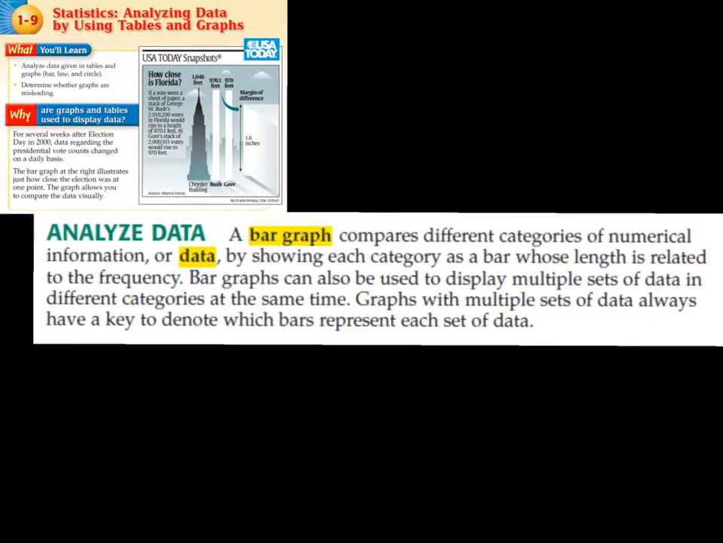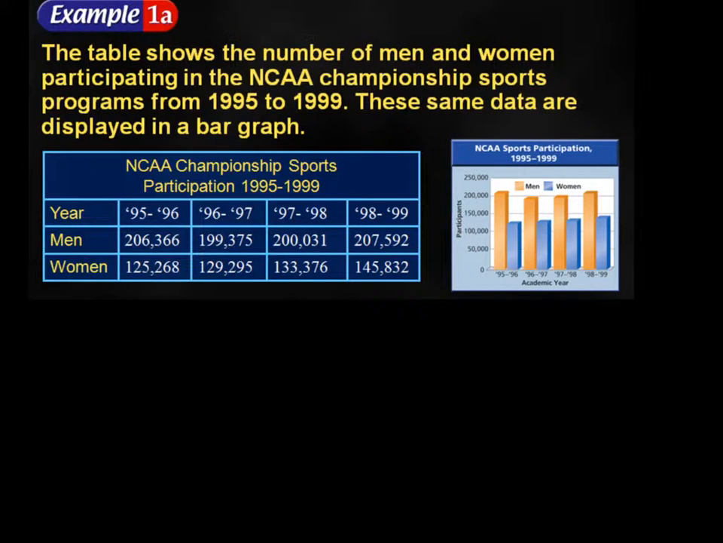A bar graph compares different categories of numerical information or data by showing each category as a bar whose length is related to the frequency. Bar graphs can also be used to display multiple sets of data in different categories at the same time. Graphs with multiple sets of data always have a key to denote which bars represent each set of data. The table shows the number of men and women participating in the NCAA championship sports programs from 1995 to 1999. These same data are displayed in the bar graph.